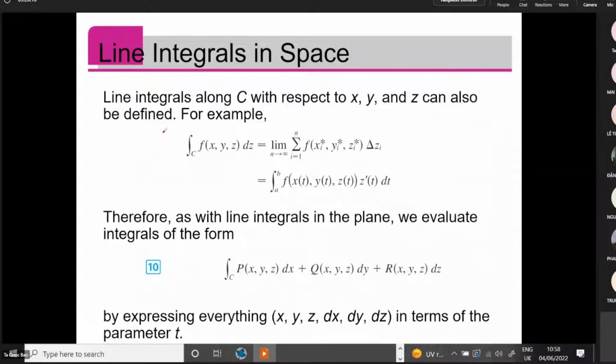Okay. And now the integration along C with respect to x, similarly to the last case, with x and y and g, and then we obtain this formula.